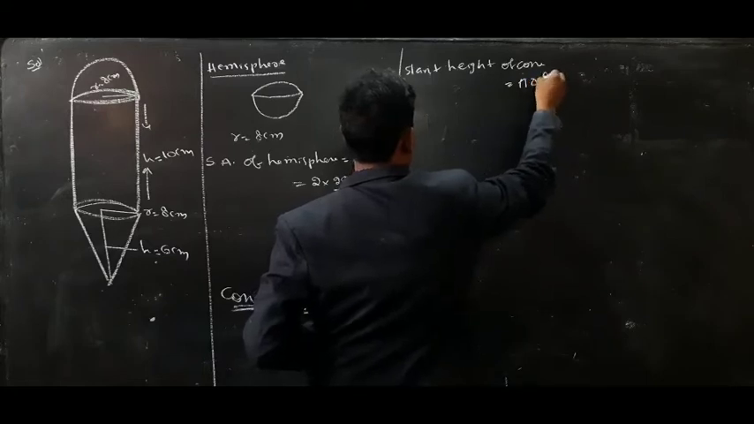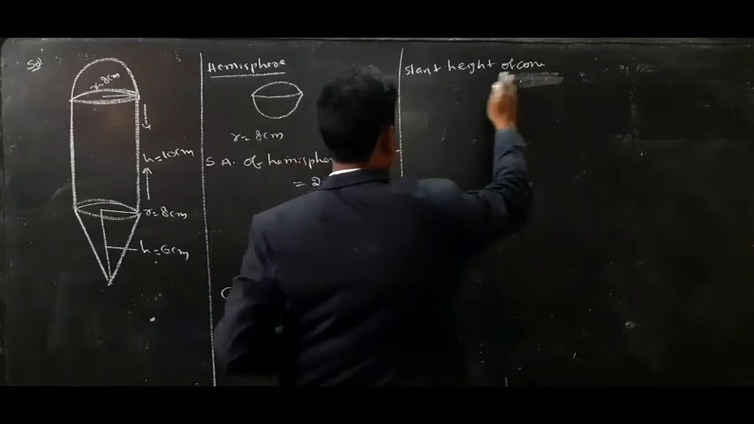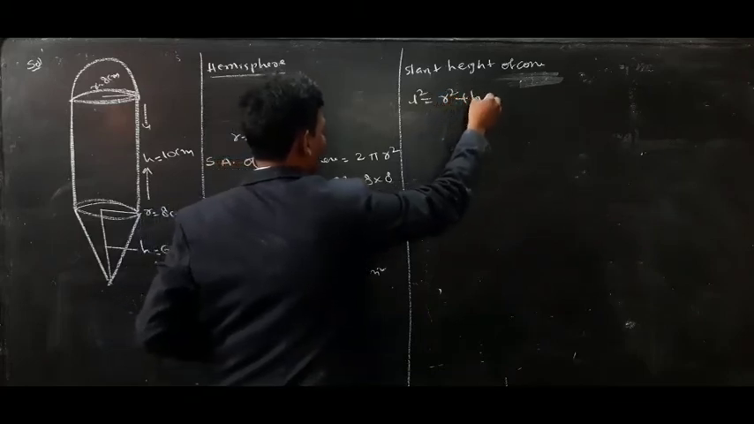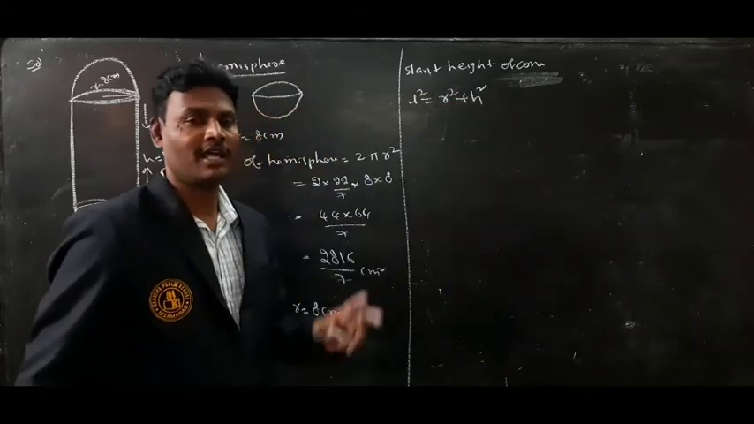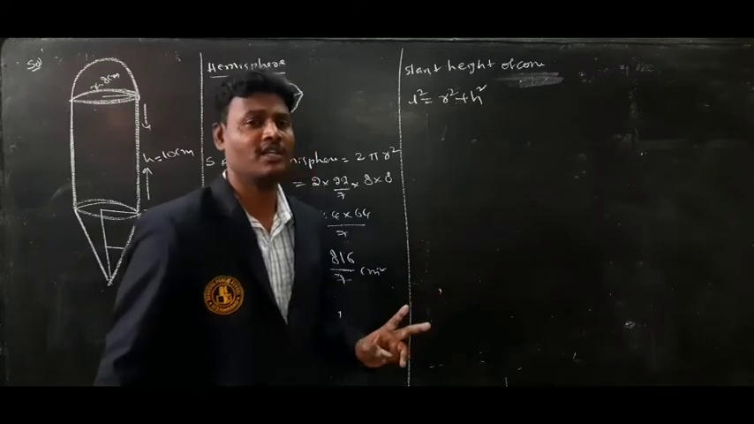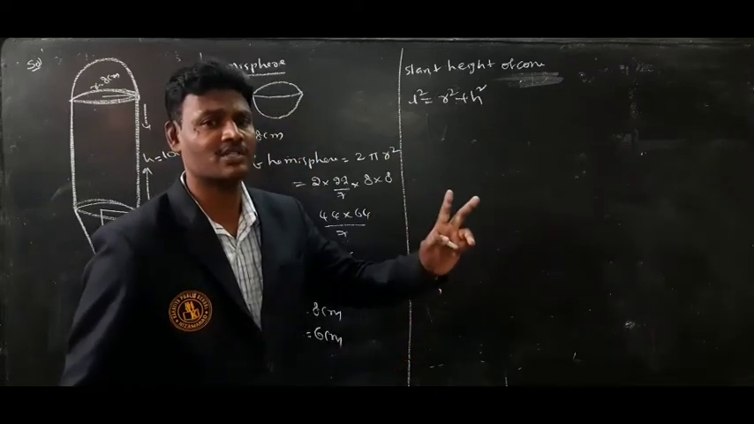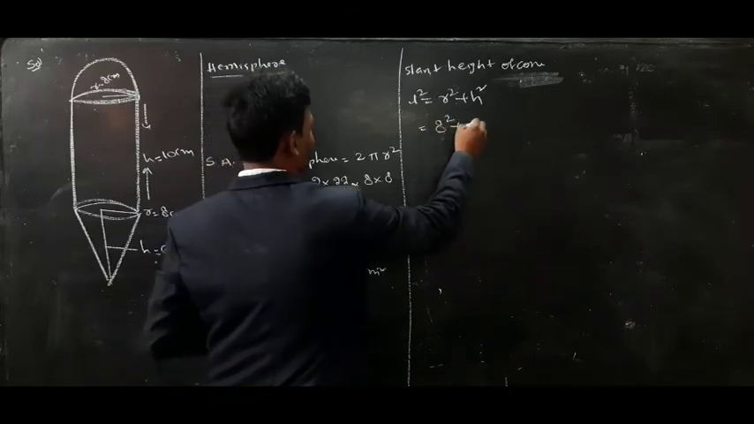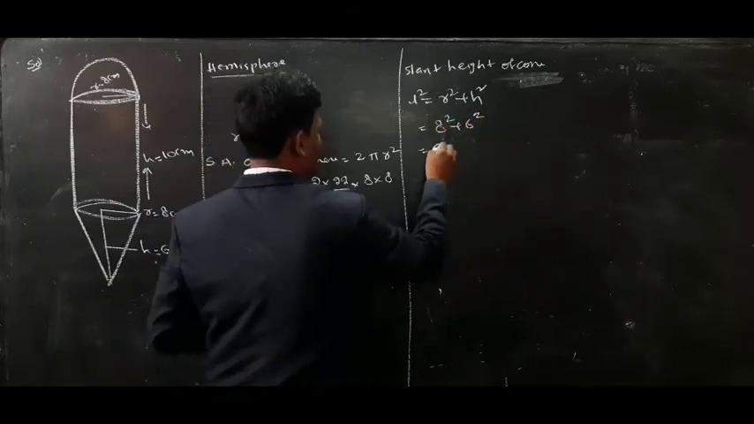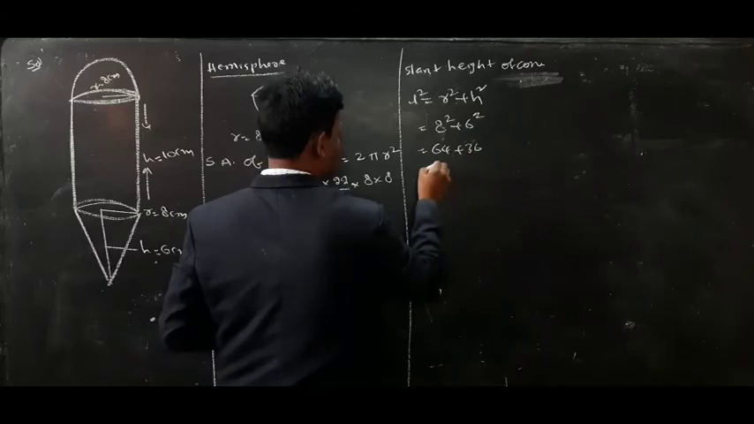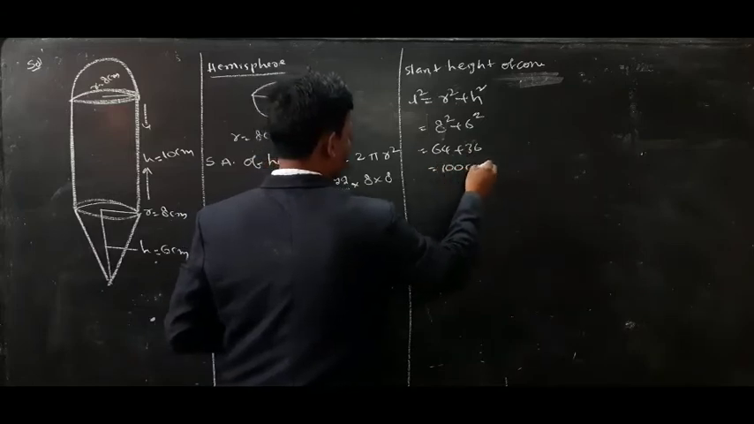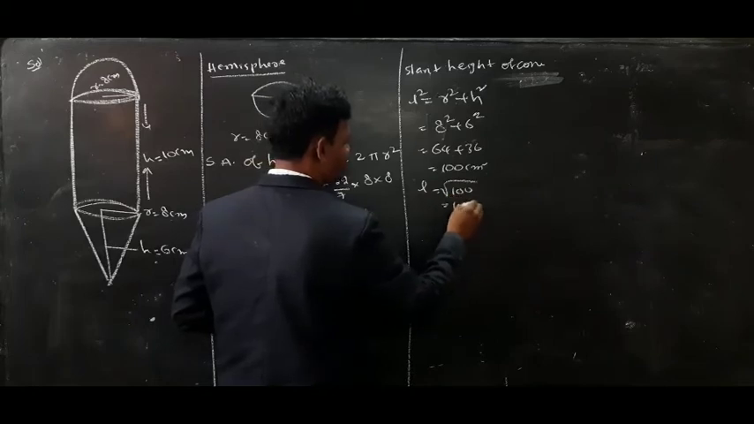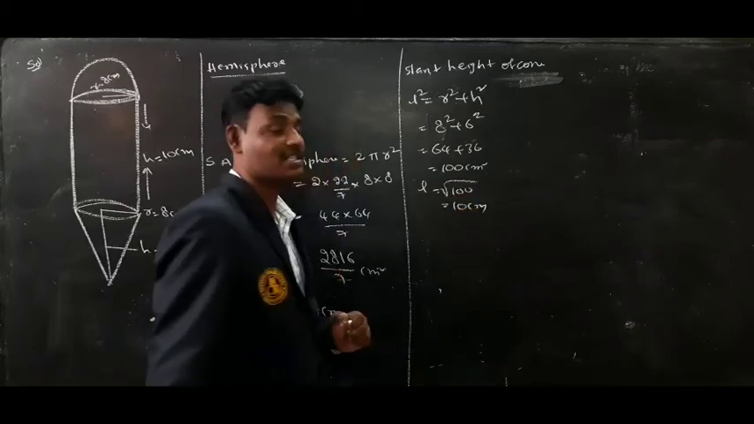To find the slant height of a cone, what is the formula? L square is equal to r square plus h square. What is the radius here? 8 square plus 6 square is equal to 64 plus 36, which is 100 centimeters square. Then L is equal to the square root of 100, which is 10 centimeters. So the slant height of the cone is 10 centimeters.